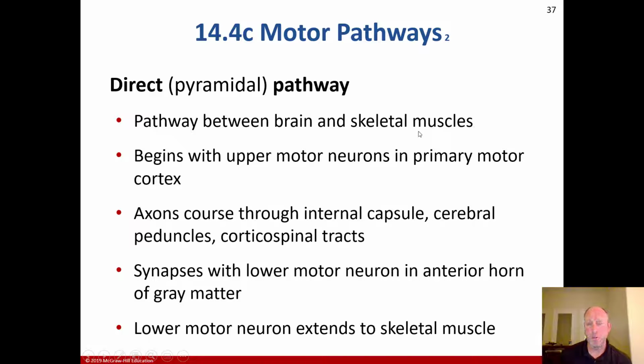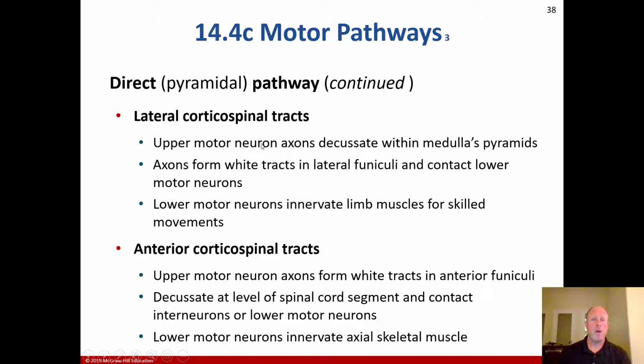It's a pathway between the brain and the skeletal muscles. It begins with the upper motor neurons in the primary motor cortex. The axons course through the internal capsule, the cerebral peduncles, the corticospinal tracts, and synapse with the lower motor neuron in the anterior horn of the gray matter, the lower motor neuron then extending to the skeletal muscle. It's fairly complex. We'll have a picture here shortly talking about this to some extent.